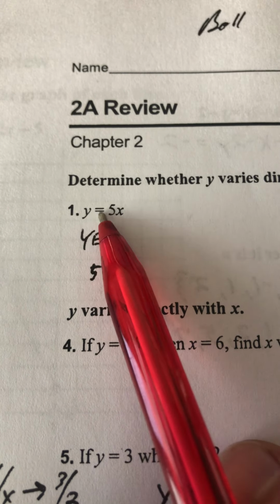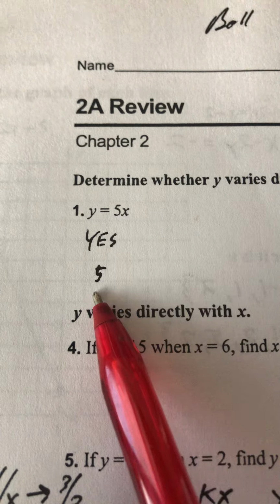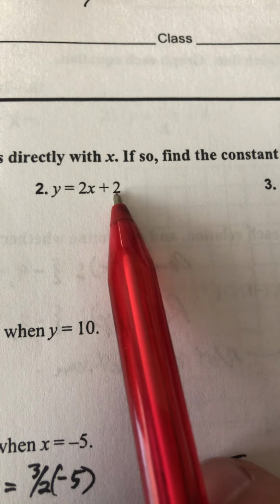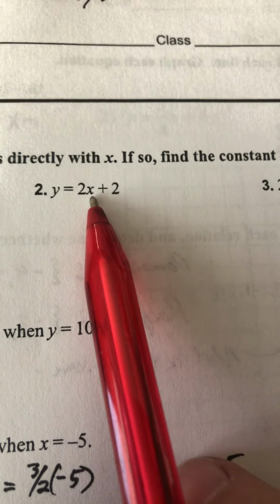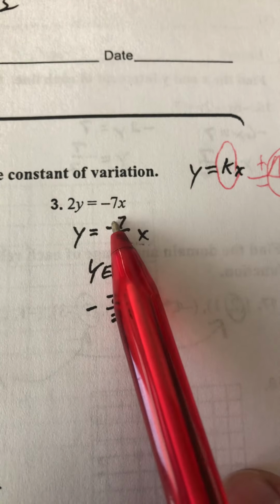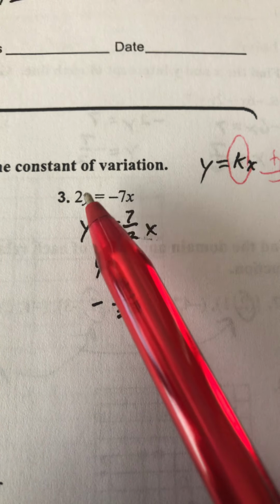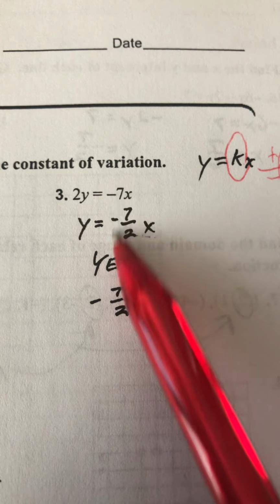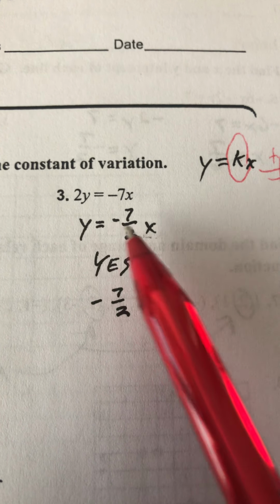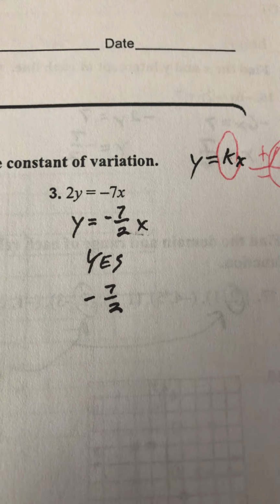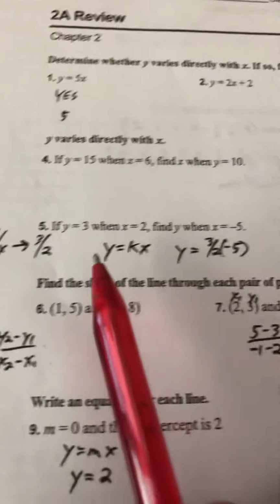Okay, take a look at this one. Yes, because it looks like y equals kx and the k is 5. This one is y equals kx, but there's more added to it, so this would be a no. This one, and hopefully you pause this as needed because I'm going to go quickly, we have to get y by itself. When we get y by itself, we have y equals kx, and the k, the constant, is -7/2. Try 4 on your own.